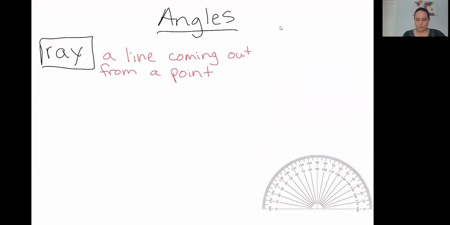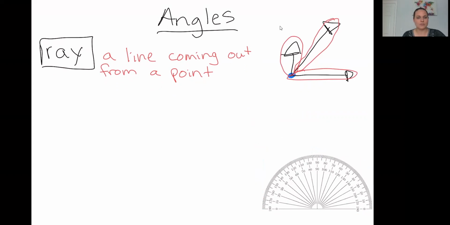And what that means is that if we have a point, and I'm going to show you an example, and you might want to draw this in your math notebooks too. If we have a point, a ray is that line that's coming out from it. It can go in any direction. It can be as long or as short as you need it to be, okay? These lines right here are the rays, okay?